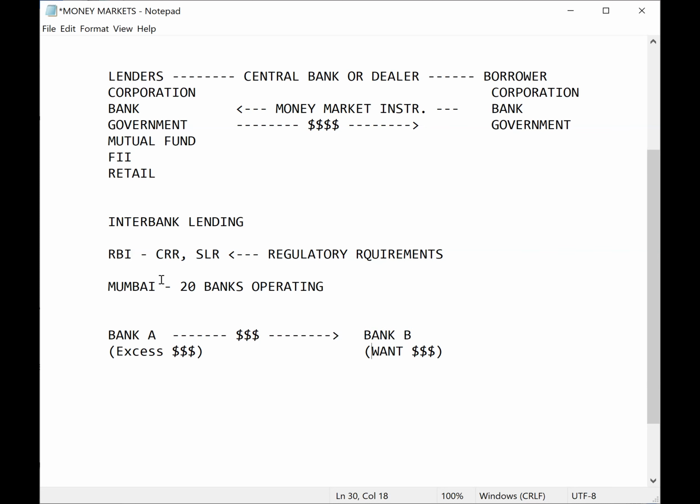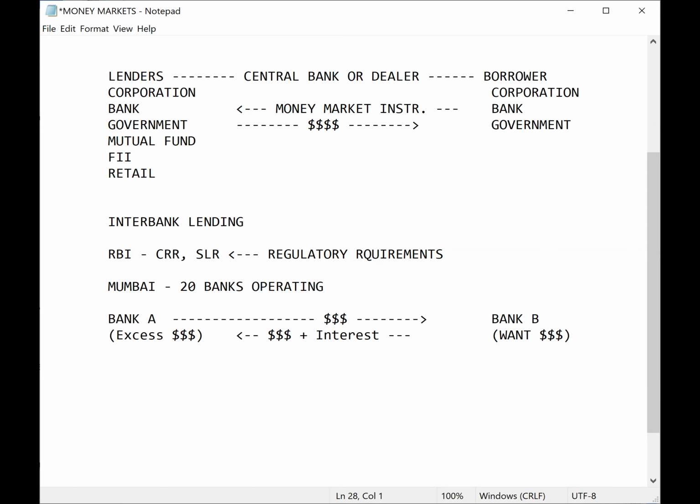So they would lend out some money to bank B, and in return, they are going to get their money back plus interest. So they will be able to earn some returns on their excess money, and bank B is able to satisfy its needs of getting the funds. This is interbank lending. This usually happens within the banks which are nearby each other.